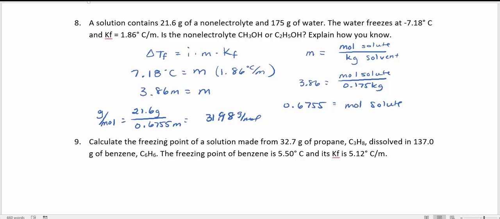So now we can do some rough calculating here. If carbon is 12 and each hydrogen is 1, so we have 4 of those, and then oxygen is 16, then that makes this about 32. Here, carbon is 12, so we have 24, plus hydrogen, we have 6 of those, and then an oxygen, so this is going to have a molar mass of about 46. So this non-electrolyte is going to be methanol, CH3OH, because it is very close to the molar mass that we calculated.